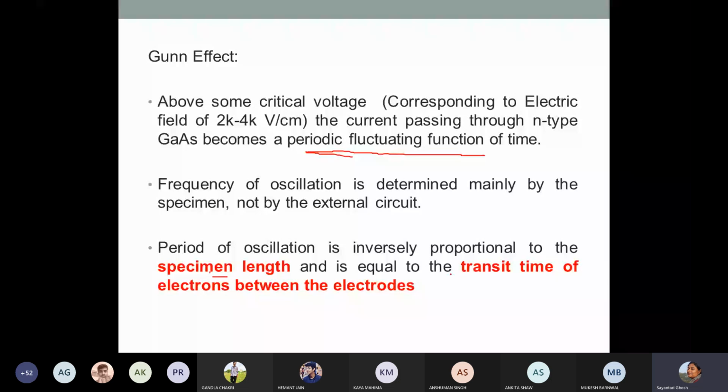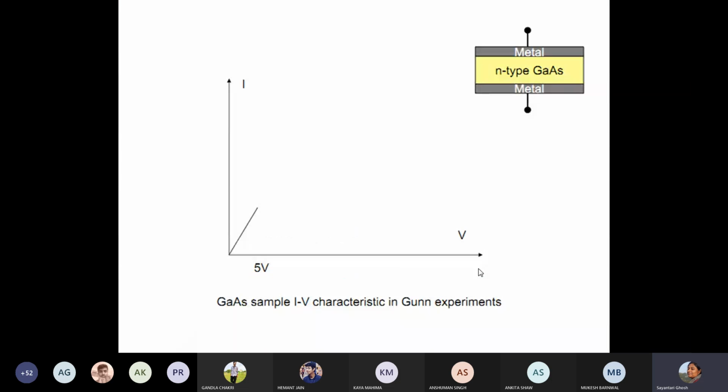But the main thing is that his observation was this: suppose you have an n-type gallium arsenide, and on both sides of it you have a metal terminal, and then you start applying some voltage. Up to a certain point of applied voltage, the current increases linearly as it is supposed to increase. But beyond a certain point, it suddenly becomes oscillatory.